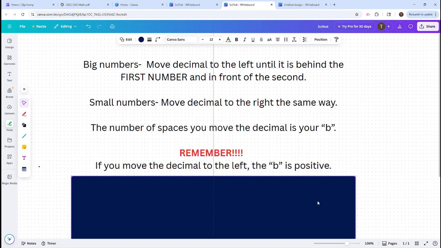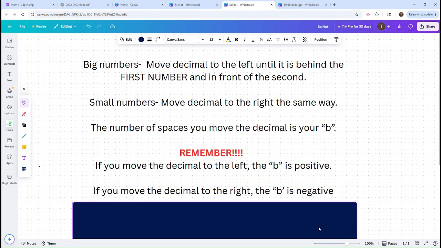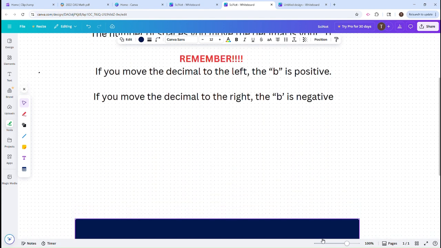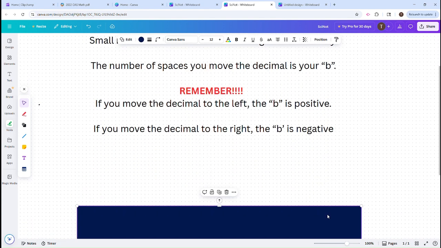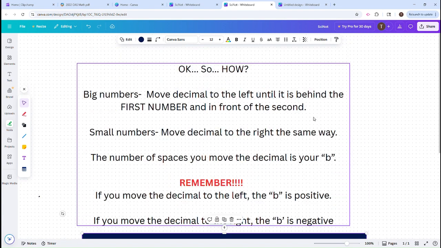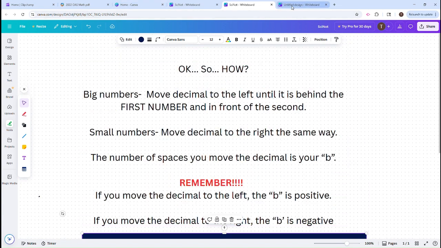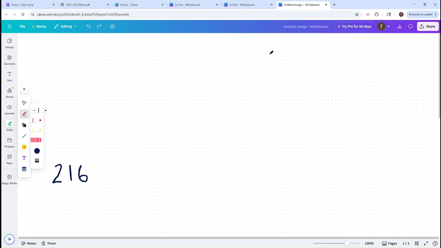And remember, if you move the decimal to the left, the B is positive. If you move the decimal to the right, the B is negative. I guess that's all I had there. Okay, so let's not talk about it, let's be about it.